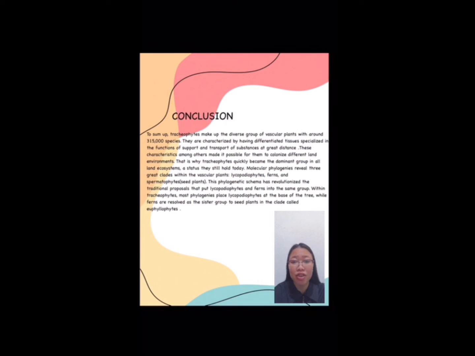Molecular phylogenies reveal three great clades within the vascular plants: lycophytes, ferns, and spermatophytes, the seed plants. This phylogenetic schema has revolutionized the traditional proposals that put lycophytes and ferns into the same group. Within tracheophytes, most phylogenies place lycophytes at the base of the tree, while ferns are resolved as the sister group to seed plants in the clade called euphyllophytes.